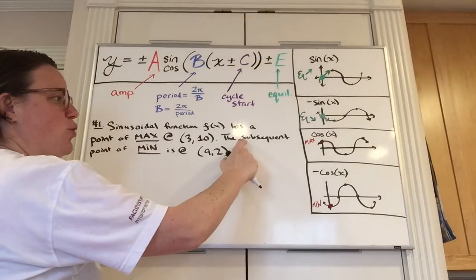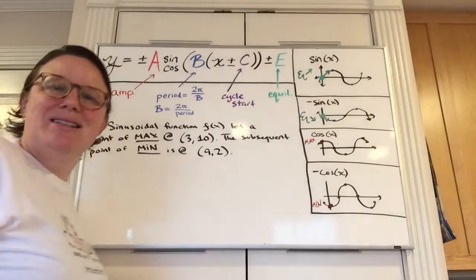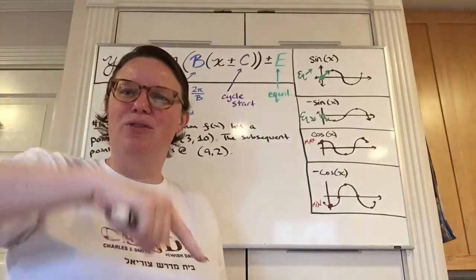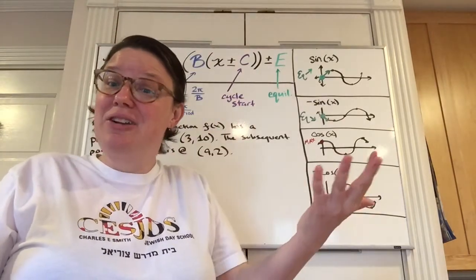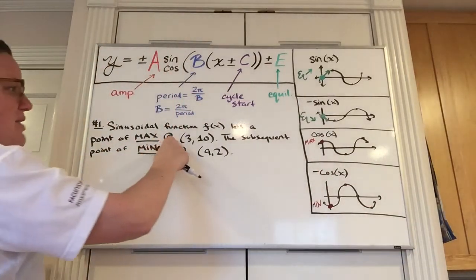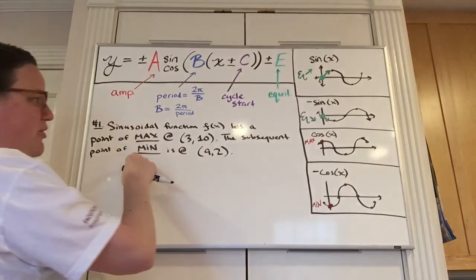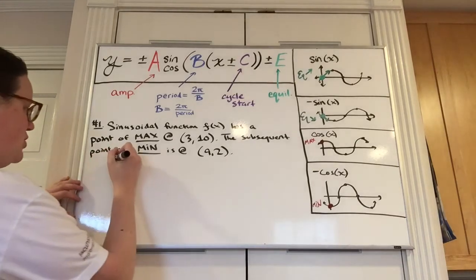Just as a by the way, this wording, the subsequent point of minimum, you'll see a lot, because since sinusoidal functions repeat themselves over and over and over again, there's going to be infinitely many points of maximum, infinitely many points of minimum. So we're just going to focus on one of the maximums and the subsequent point of minimum. That means the very next point of minimum. So if you have one of these problems where you have a maximum and a minimum, what I would recommend you do is sketch a little graph for yourself of what's going on.